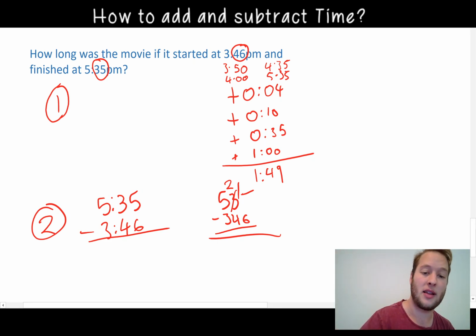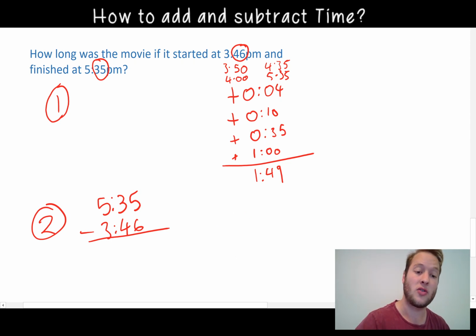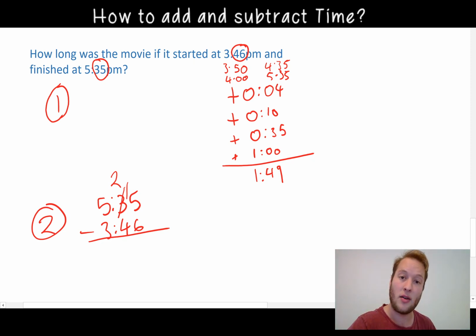So let's do that. So I've got 5 take away 6. I can't do it, so I'll go to the next one, cross out, make it a 2. So now it becomes 15. Yeah, so I took 1/10 off a minute to my ones of a minute. So now 15 take away 6, which is 9.